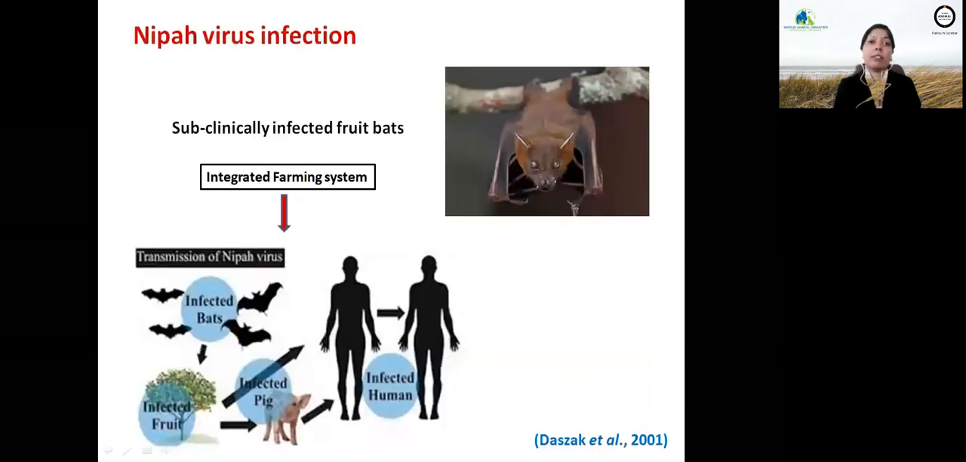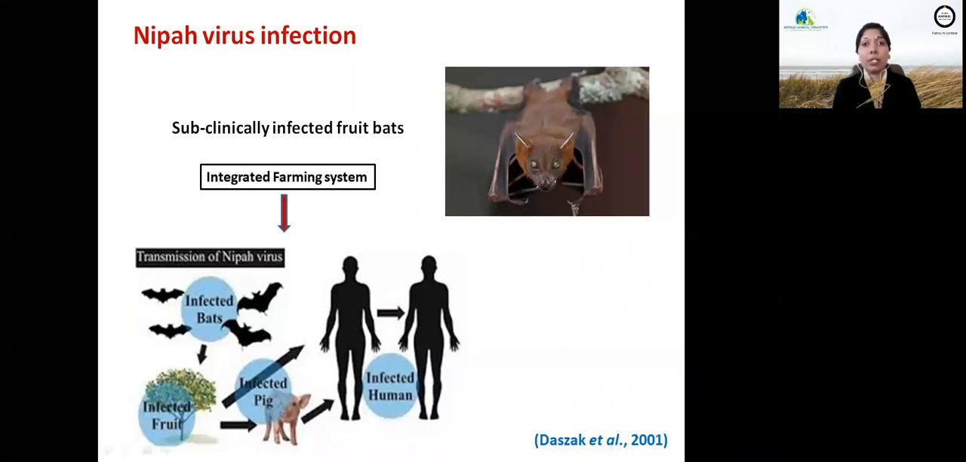Second is the Nipah virus infection. Nipah virus is there in the bats, and bats are subclinically infected, and they do shed the virus, but bats are very much limited to their habitat. So if we are not going to disturb those species, they are not going to harm us. But with the integrated farming system, what happened? They started to cultivate fruit trees around the protected areas.